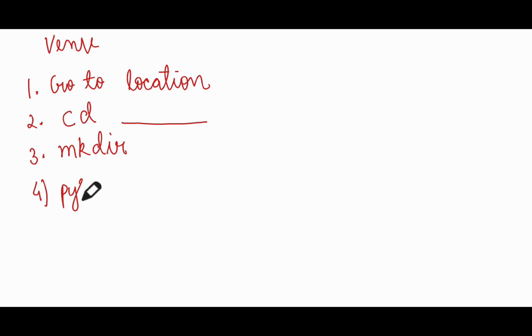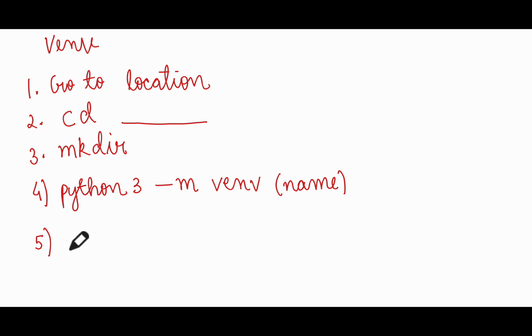So you'll write down python3 -m venv. venv means virtual environment, and after this you have to give the name of the virtual environment. This is up to you, you can name it anything. Once you have given this name, the last step is to activate.